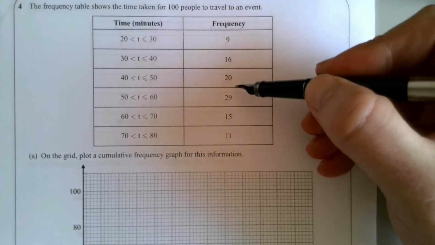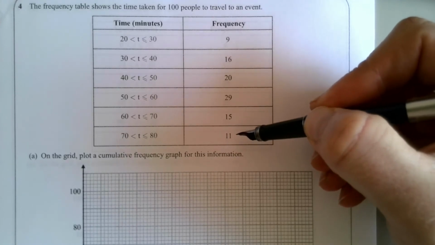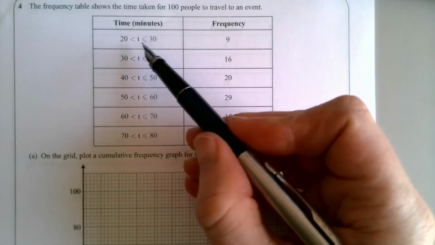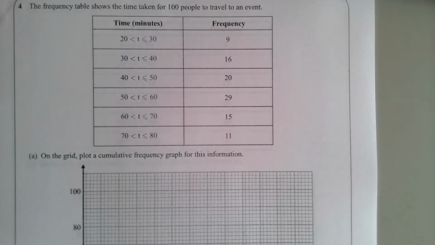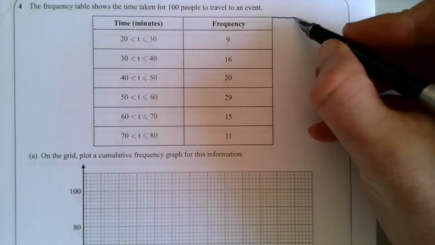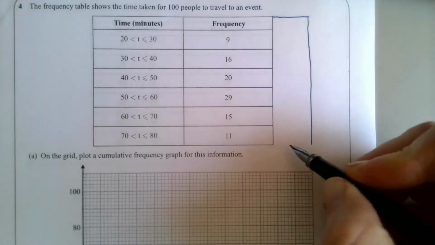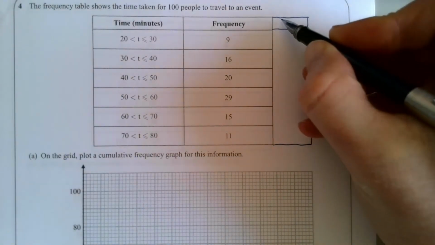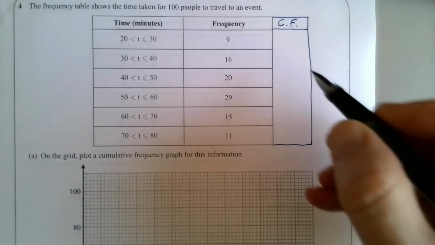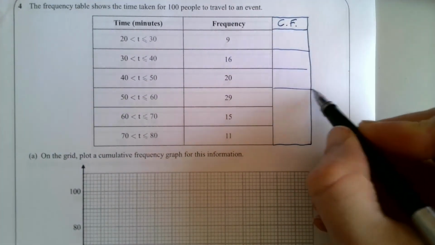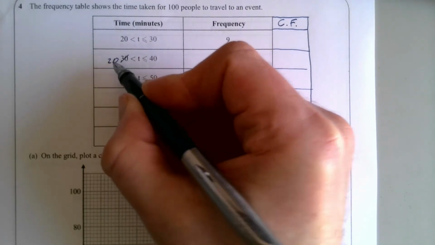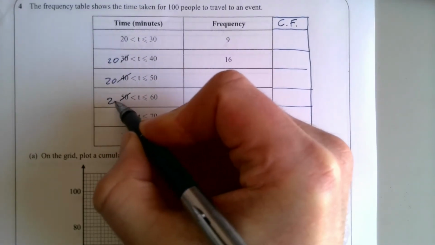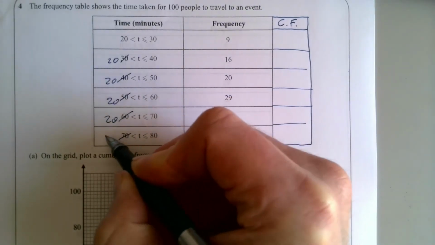The numbers this time are not going up all the time. That's because our regions are between 20 and 30, 30 to 40, and so on. But a cumulative frequency graph would still be going from the same place. So what we really need is to add another column on here for the cumulative frequency. And when we do that, we are saying we're going from 20 to 30, 20 to 40, 20 to 50, 20 to 60, 20 to 70, and 20 to 80.